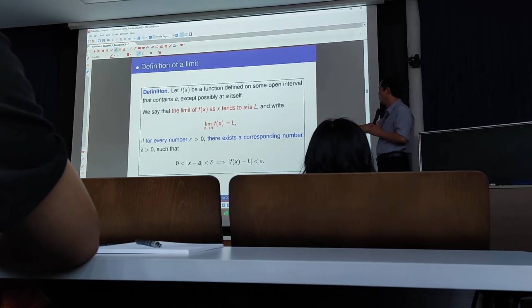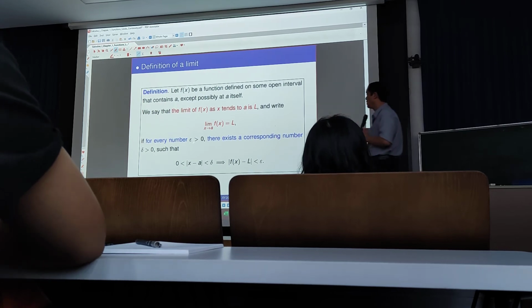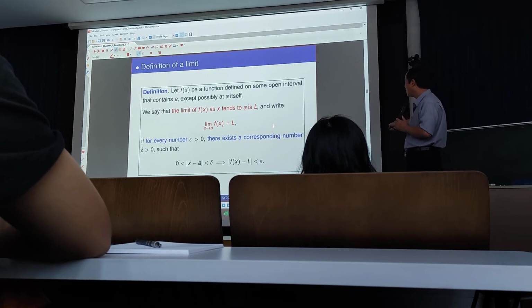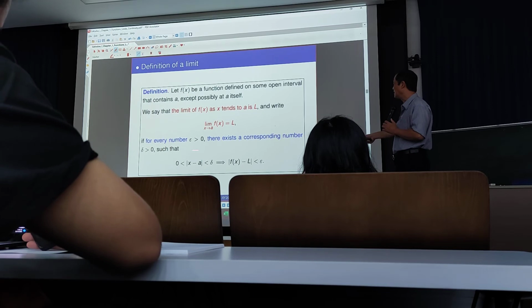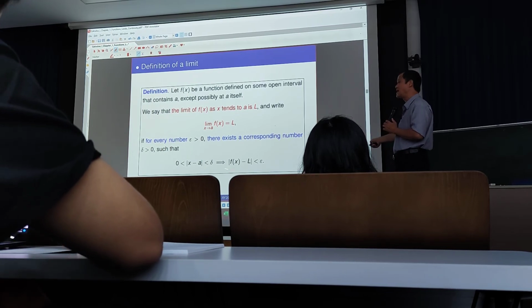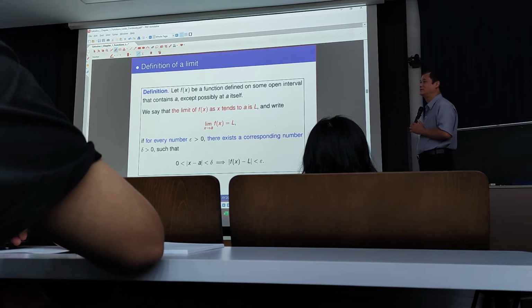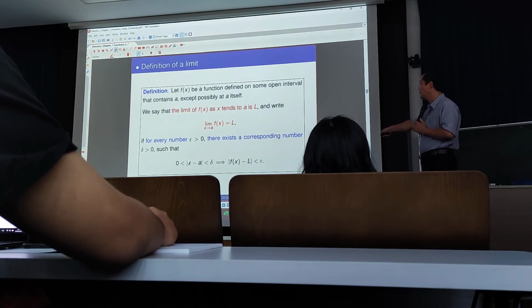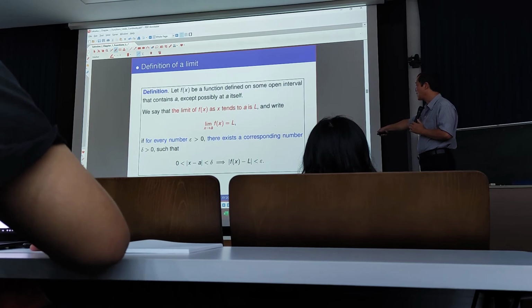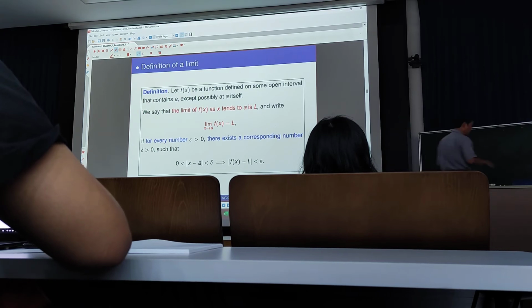The epsilon-delta definition: for every positive number epsilon, there exists a corresponding number delta such that if x satisfies this condition, then f(x) satisfies that condition. What are they? The absolute value of x minus a less than delta, and bigger than 0, means that x is different from a. Right? So here pay attention.